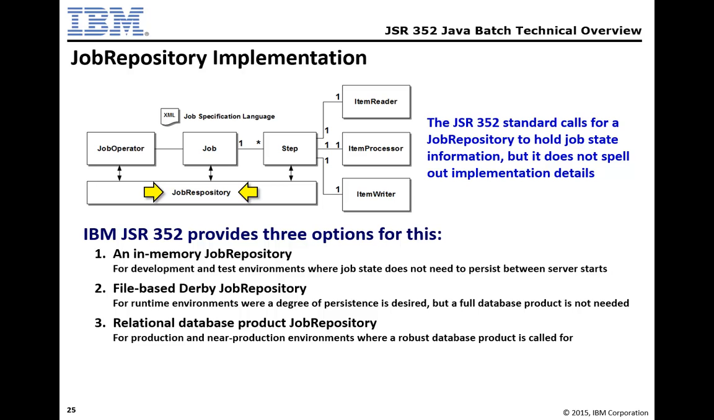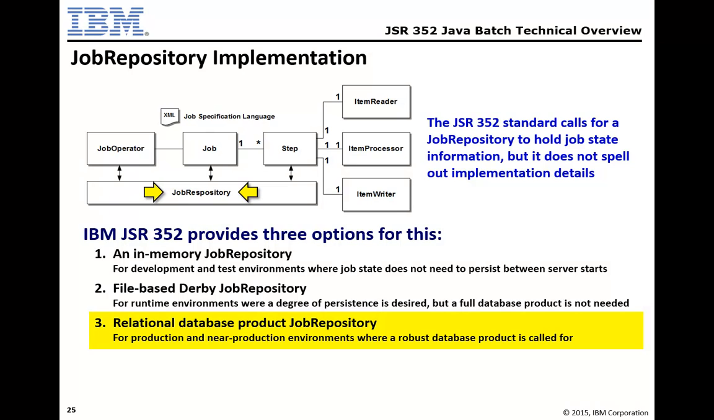IBM has provided 3 options for the job repository based on what you need. They are an in-memory job repository, which is very easy to set up since it requires virtually no setup. It just works. This is great for development and test, but it won't survive a server restart, so it's not appropriate for environments that require that level of persistence. A file-based Derby job repository. This will survive a server restart and has the benefit of being relatively easy to set up. This is good for more robust test environments.